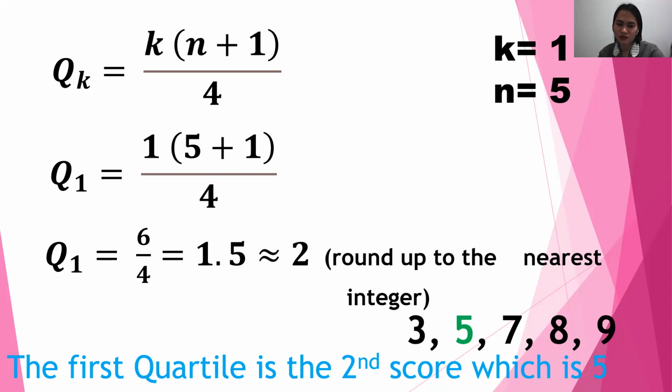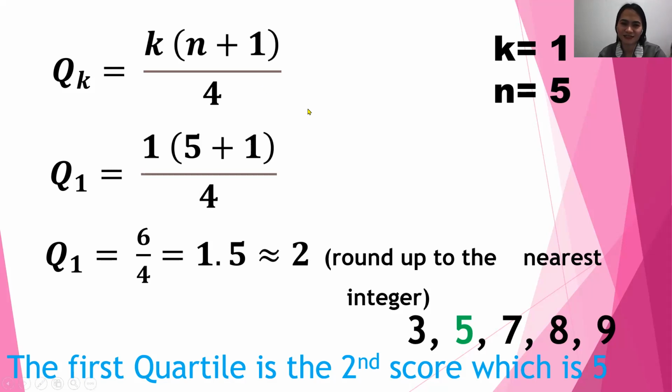Okay, so first quartile. So what is our first quartile? Okay, so Q1, second score. So where do we get the second score? Our value of Q1, which is 2, meaning second score, is 5 in the data set. So 5 is our value for our Q1 or first quartile.